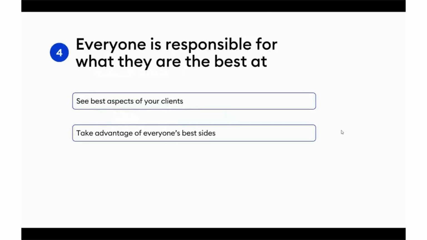The first step is everyone is responsible for what they are best at. So look to see what all the best aspects of your clients are because it will give you maximum value. So what does this mean?